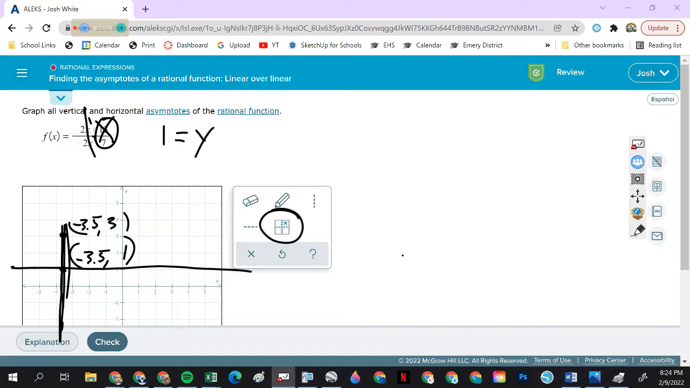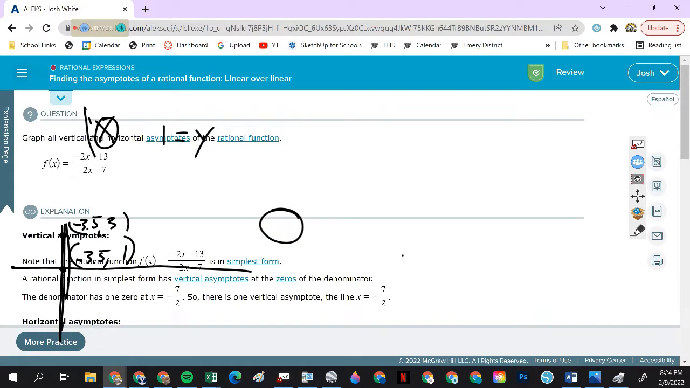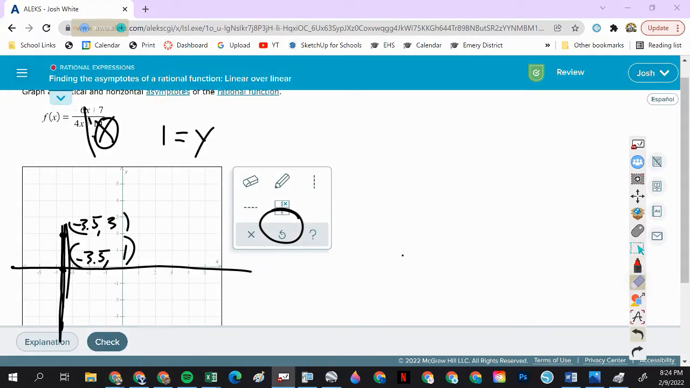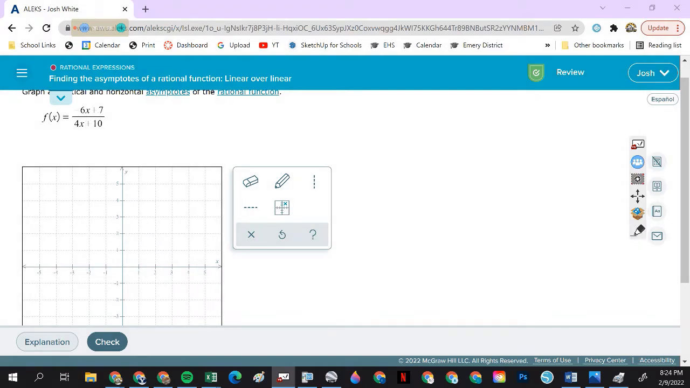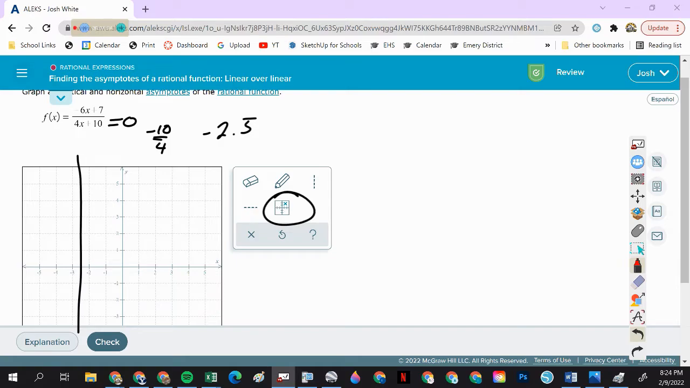Okay, let's do another one of those. All right, the bottom set equal to 0. We get negative 10 over 4, which is negative 2.5. So again, you're going to have to use this button to pick a point or two so that you can drop your VA at negative 2.5.